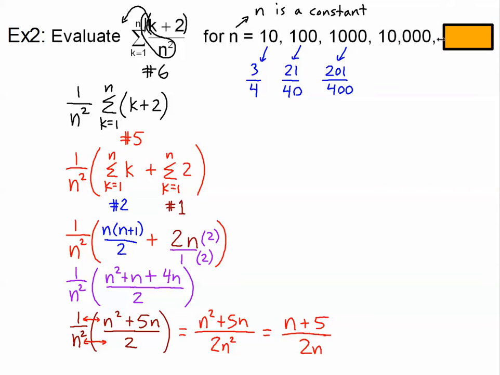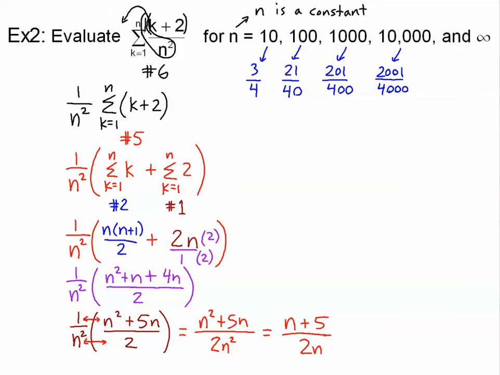Let's keep going. Let's make n 10,000. If n is 10,000, 10,005 divided by 20,000 would reduce to 2001 divided by 4,000. So what's happening here? Not really so much, because this is such a tiny value of n, but as n is getting larger and larger, what's happening to my sum?